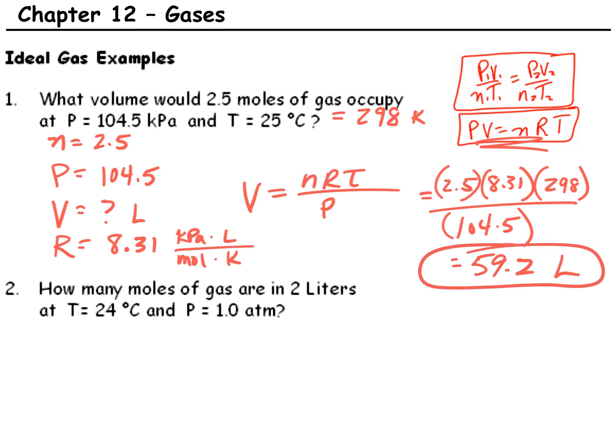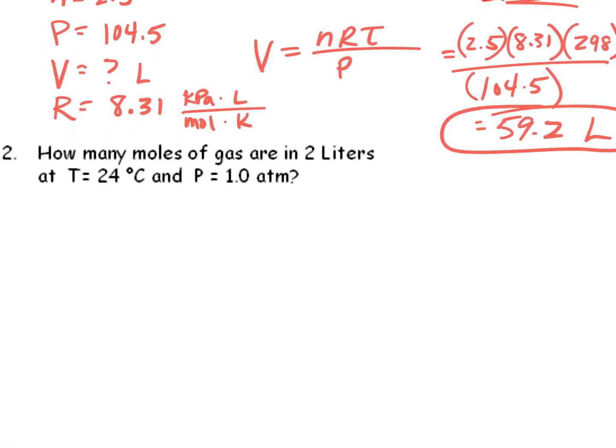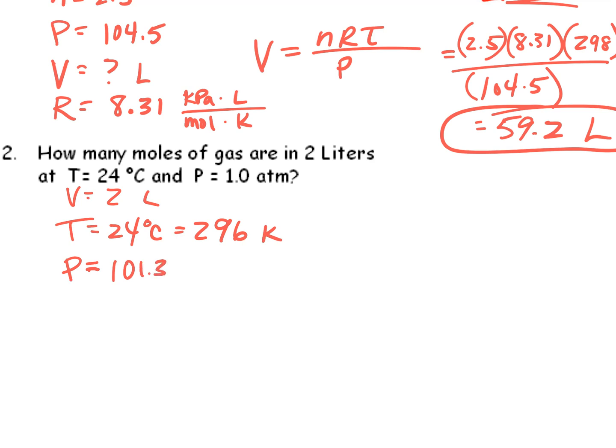All right, let's try one more. How many moles of gas are in 2 liters at 24 degrees Celsius and some pressure in atmospheres? So 2 liters, that's going to be our volume. Temperature is 24 degrees Celsius. That needs to be in Kelvin, so 296 Kelvin. Pressure is in atmospheres, and remember that 1 atmosphere is equivalent to 101.3 kPa.